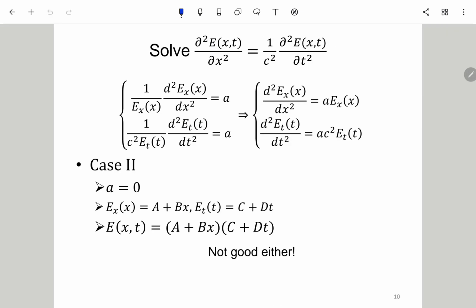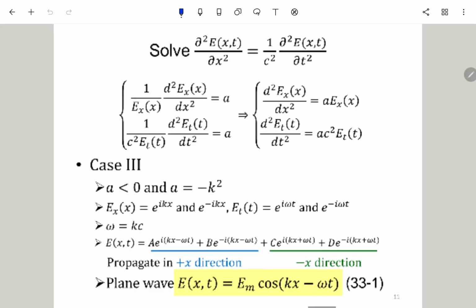So for case 2, a equals 0. This is a similar case, which means Ex will be a linear function, a plus bx, and Et will be c plus dt. This is a linear function. Similarly, when x goes to infinity, this E will also go to infinity, but we need infinite energy to generate this E field, so it doesn't make sense. So case 2 is not good either.